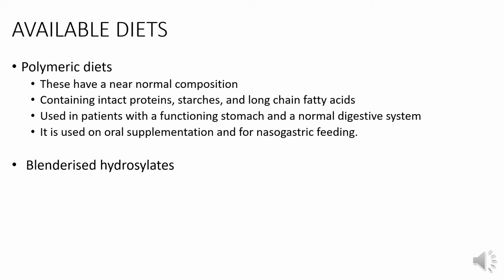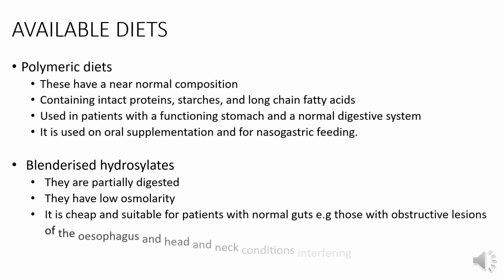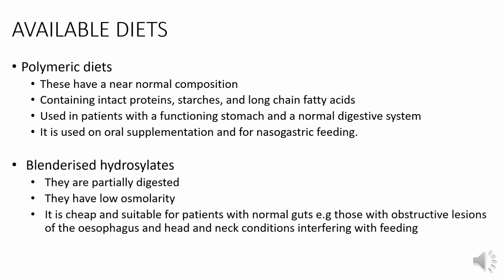Now, you have the blenderized hydrolysates. They are partially digested, so they are just a step lower than polymeric diet. They have low osmolarity. It is cheap and suitable for patients with normal guts. So it can be used with obstructive lesions of the esophagus, and head and neck conditions interfering with feeding. So they are partially digested, and they could be given orally, through a nasogastric tube, and also through nasojejunal tubes because they are partially digested.